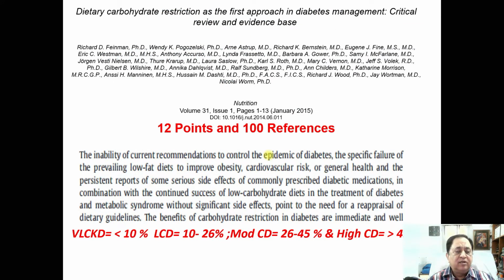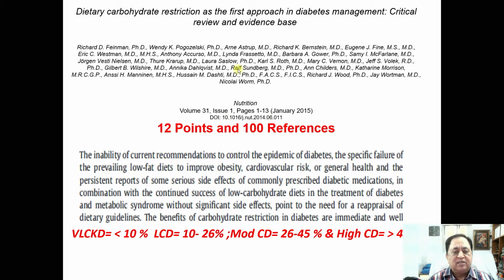Let us start with this first simple fact which should be brought home to every clinician, despite all the propaganda around us being done in the lay press, in electronic media, and everywhere in print media. We should very confidently tell our patients that dietary carbohydrate restriction is the main thing which can be easily done by any patient, can be explained by any clinician to their patients, and this has got very, very impressive results in n number of papers.